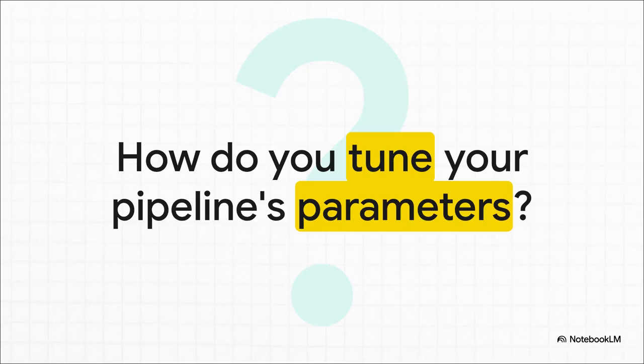So the big question is, now that everything is nicely wrapped up in this pipeline object, how do you actually tune the parameters inside it? How do you, for example, change the regularization strength of your logistic regression model, or maybe even tweak a setting in one of your pre-processing steps?